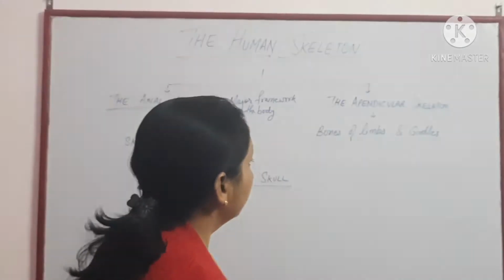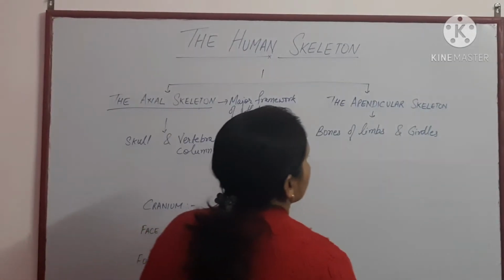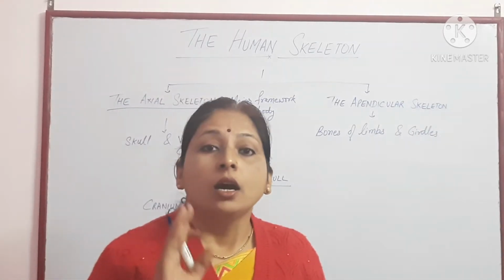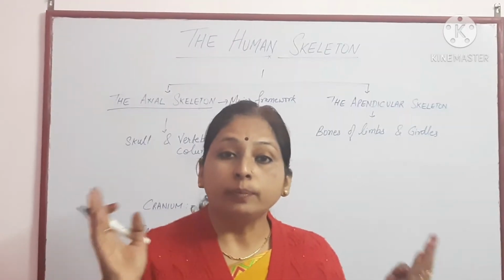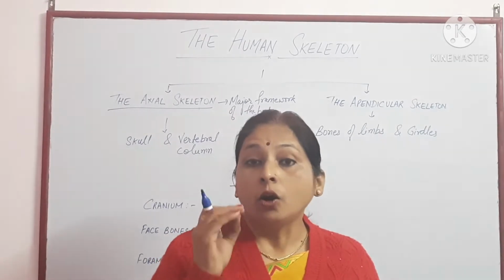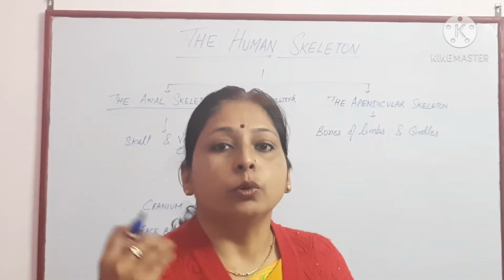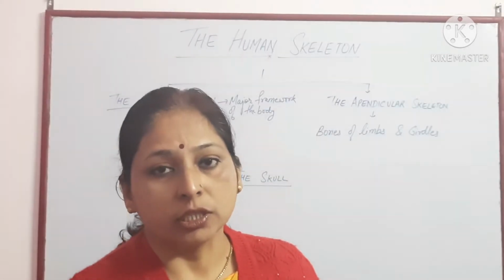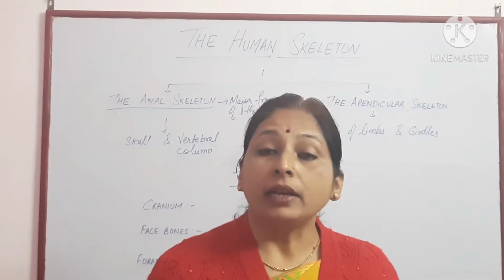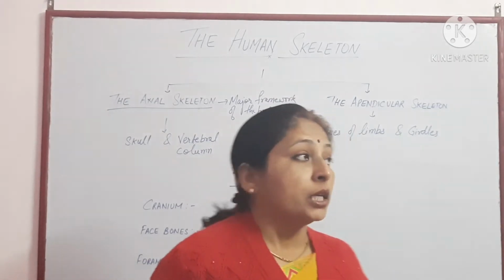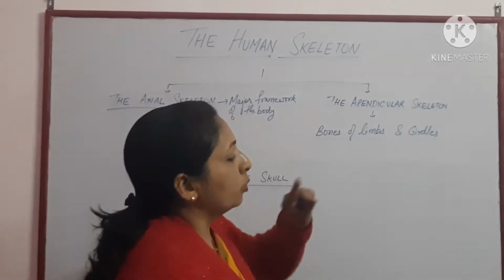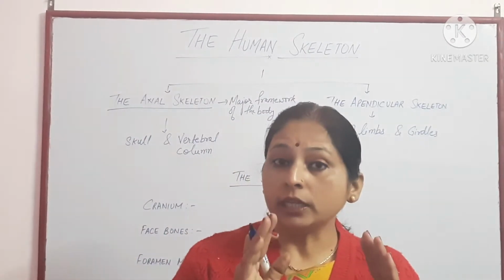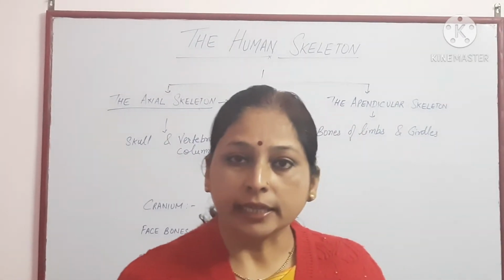So let's move to the next, that is the appendicular skeleton. Appendicular skeleton includes all the bones which support the axial skeleton. All the bones of limbs and the girdles: pectoral girdle, which is the shoulder girdle, and pelvic girdle or the hip joint. So these bones of limbs and girdles are a supporting system to the axial skeleton.